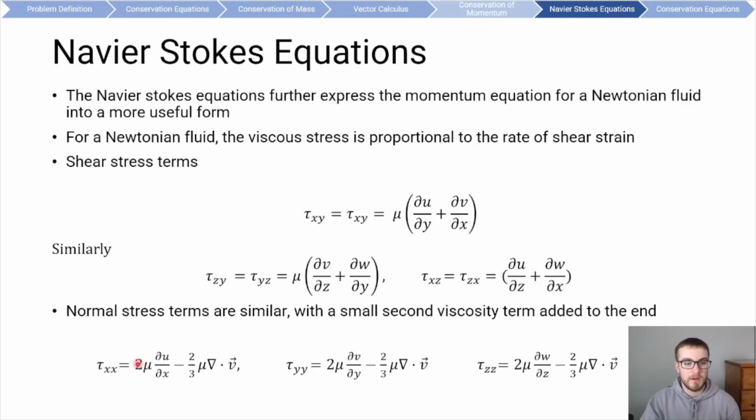Now the normal stress terms are quite similar insofar as we have a term which is 2 mu times partial u partial x, which is essentially the strain term, and then we have this extra term, minus 2/3 mu del dot v, which is a secondary small viscosity term that's added to the end. So the main takeaway from this slide is that we can relate the stress terms in terms of velocity terms only. If you look at all the expressions here, we have just the velocity components, so we can now substitute that back into our conservation of momentum equations and attempt to solve the equations.